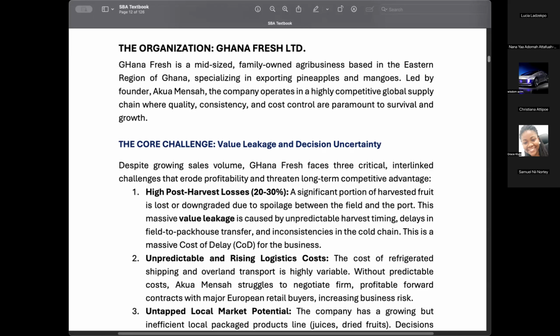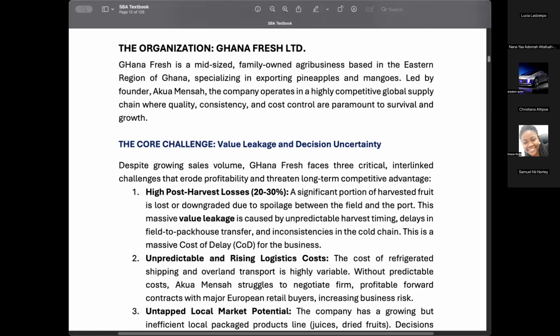1. High post-harvest losses (20 to 30%). A significant portion of harvested fruits is lost or downgraded due to spoilage between the field and the ports. This massive value leakage is caused by unpredictable harvest timing, delays in field to pack house transfer, and inconsistencies in the cold chain. This is a massive cost of delays (COD) for the business.